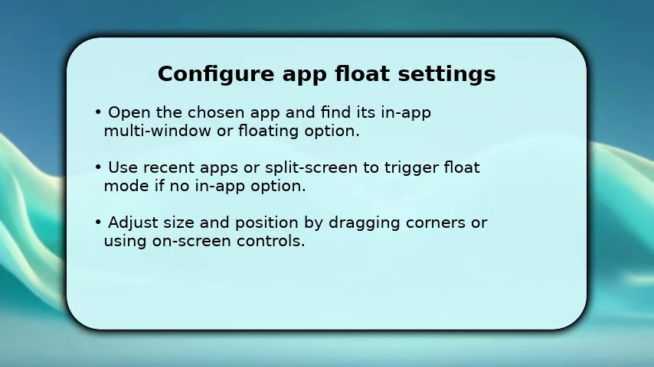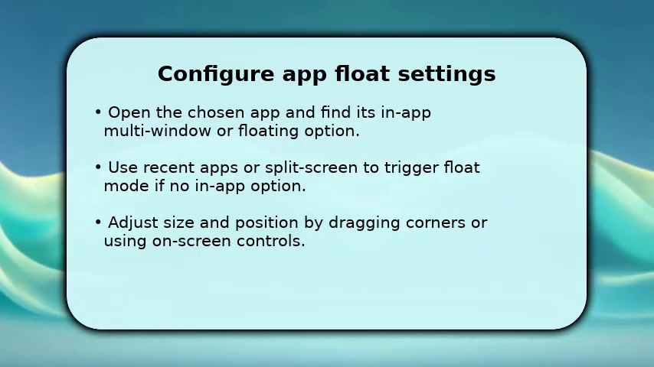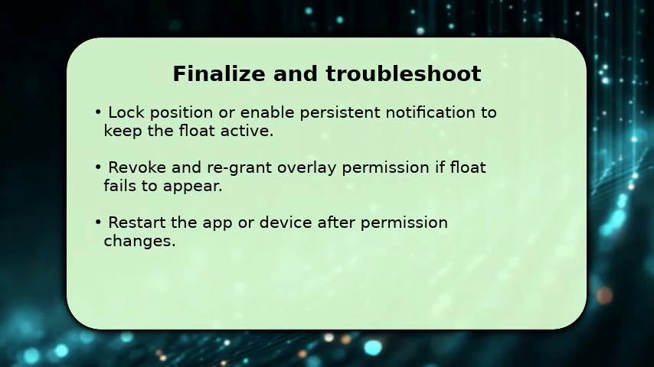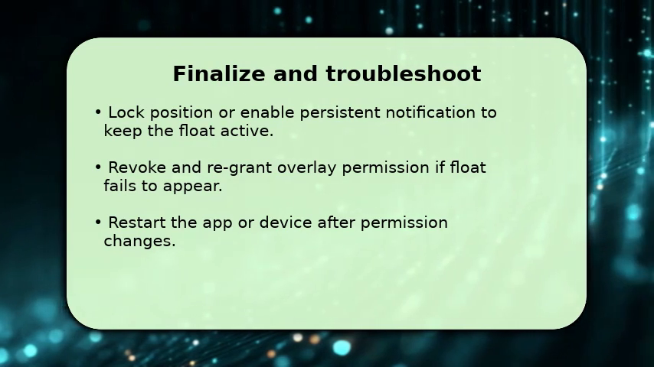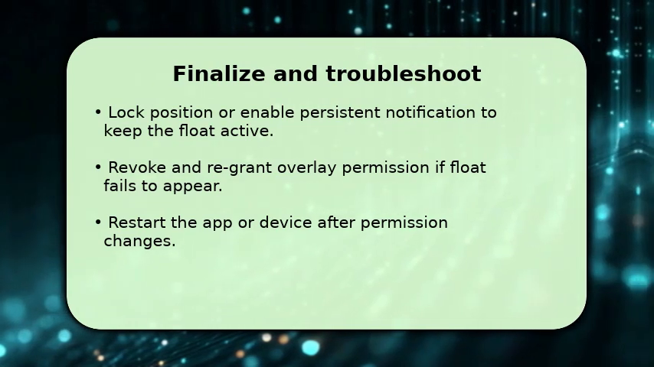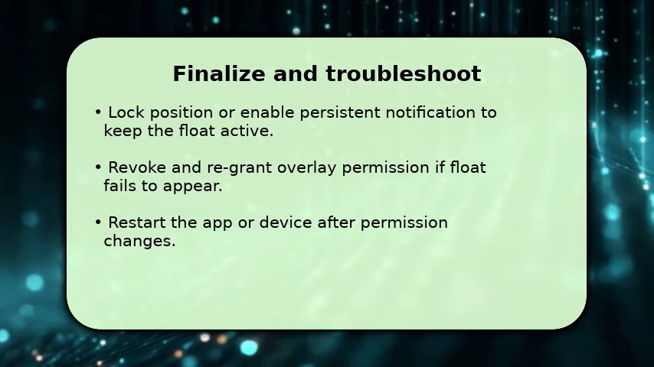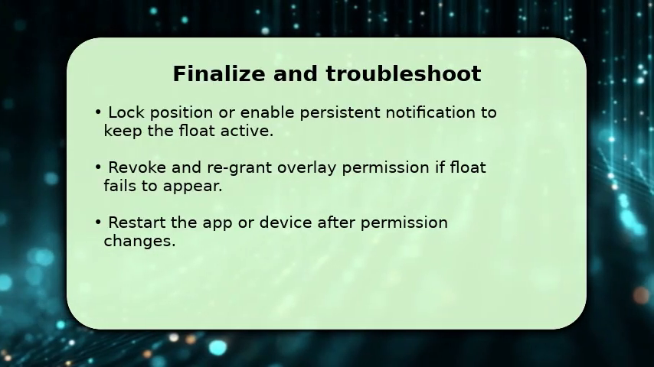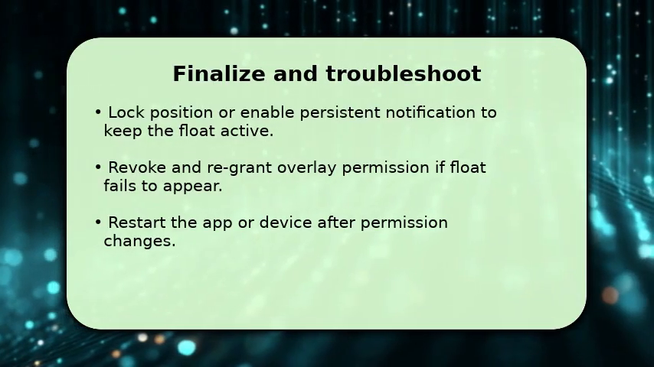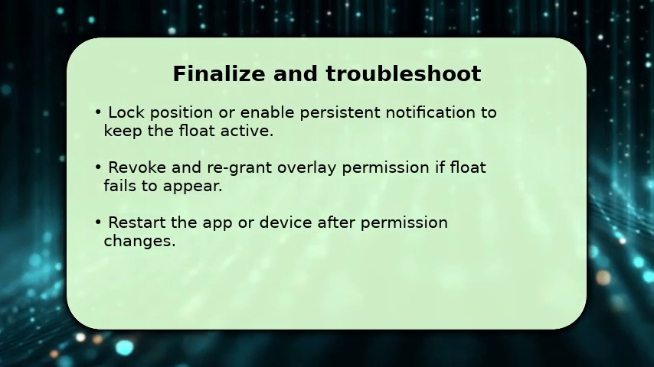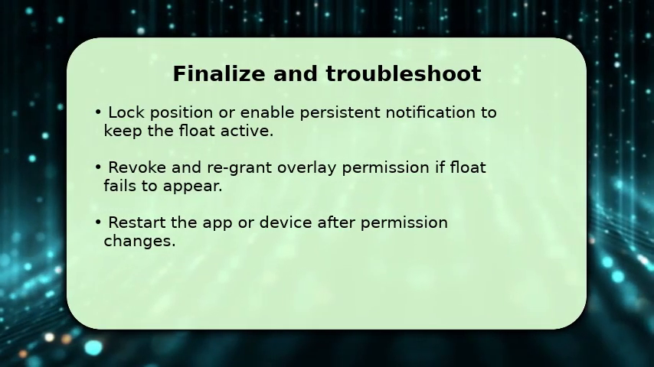Finish by locking the floating window or enabling any persistent notification option the app offers so it won't be killed by the system. If the floating window doesn't appear, revoke and re-grant the display over other apps permission for that app, then restart the app. Make sure battery optimizations aren't restricting background activity. If problems persist, reboot the phone. Often permission changes require a restart. This sequence results.